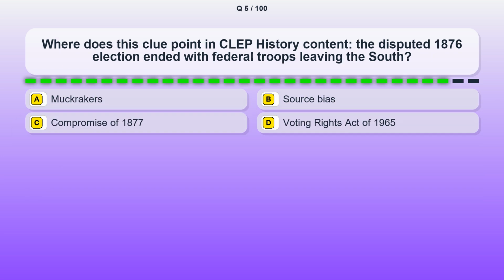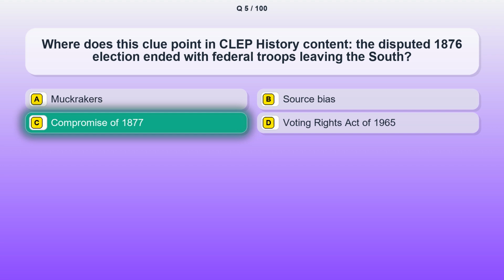Question 5. Where does this clue point in CLEP history content? The disputed 1876 election ended with federal troops leaving the South. Option A. Muckrakers. Option B. Source bias. Option C. Compromise of 1877. Option D. Voting Rights Act of 1965.